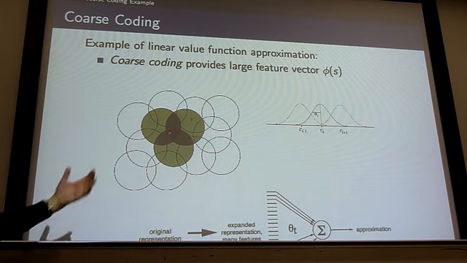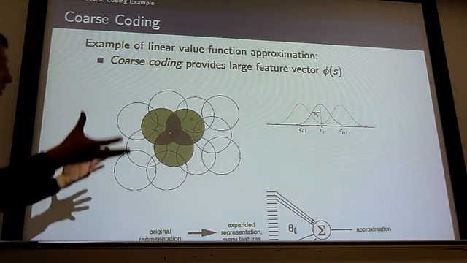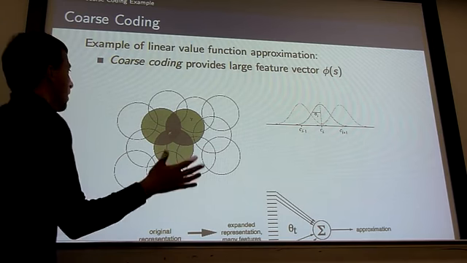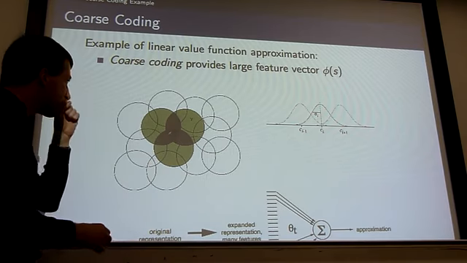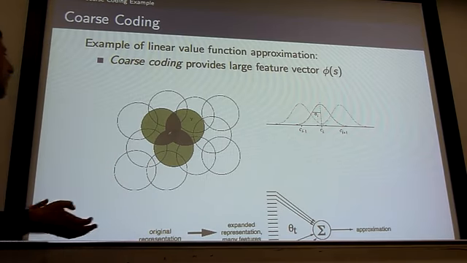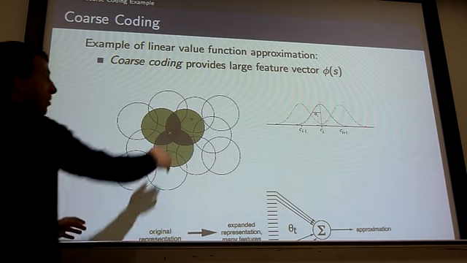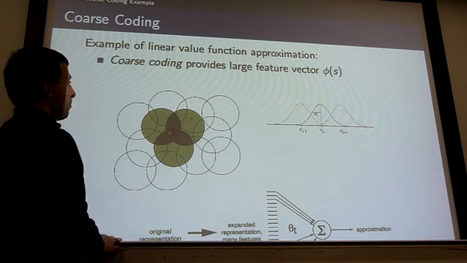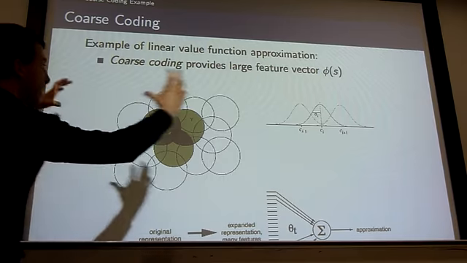And it turns out these are very efficient to work with and can quite nicely capture many of the different aspects of the variations across the state space. If you want more resolution, you throw down more of these things into your state space. If you want more generalization, you throw down bigger circles.